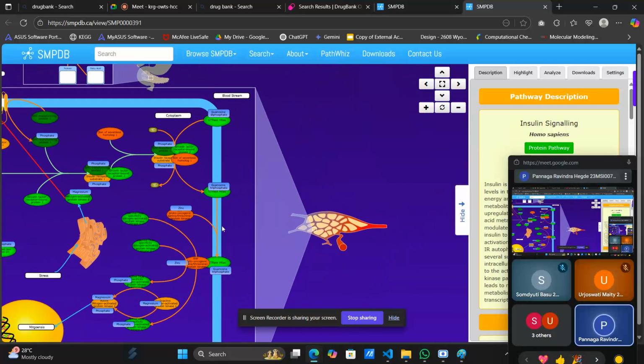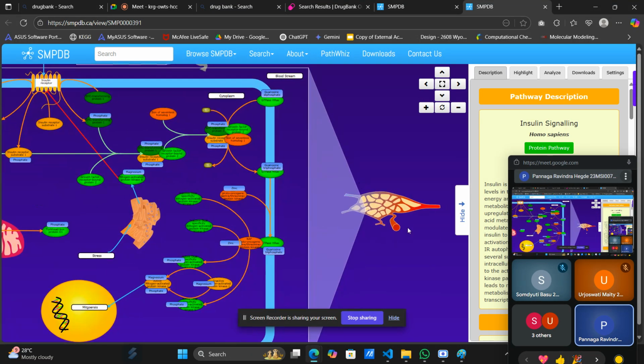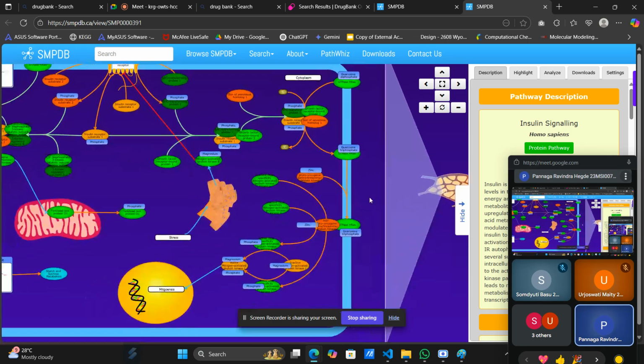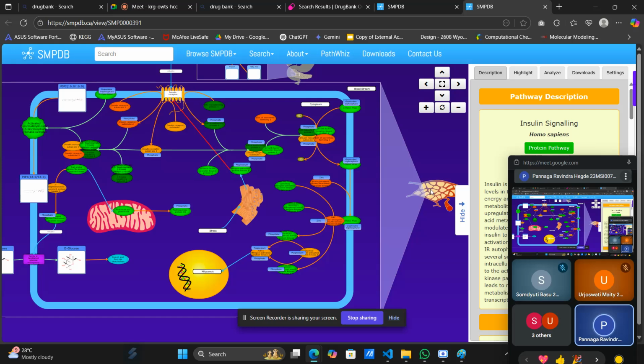And again, on the left, you have blood vessels. Hope you guys understood that as well. Blood circulates nutrients to the cells.